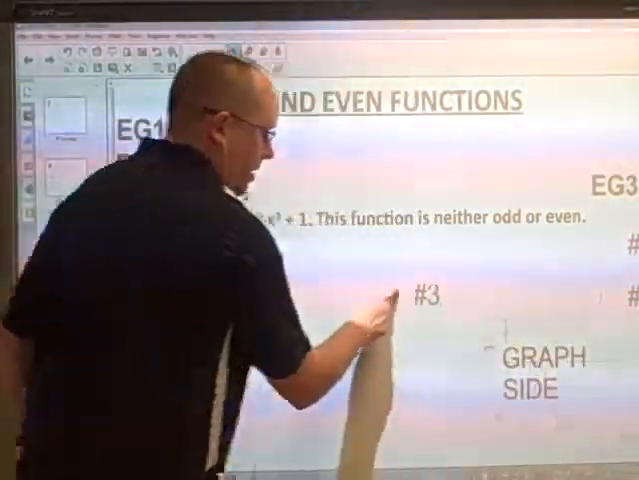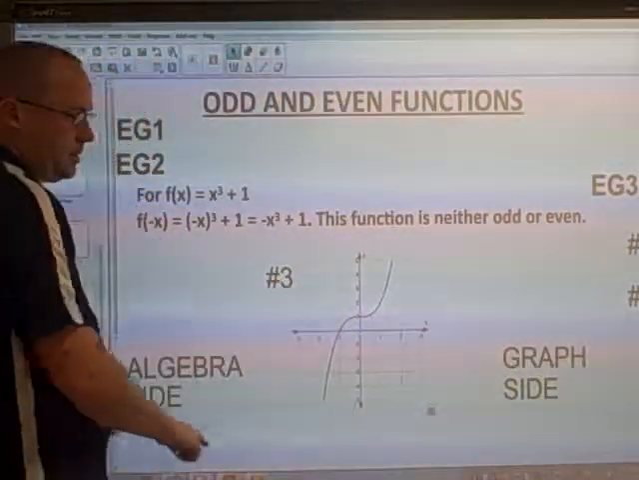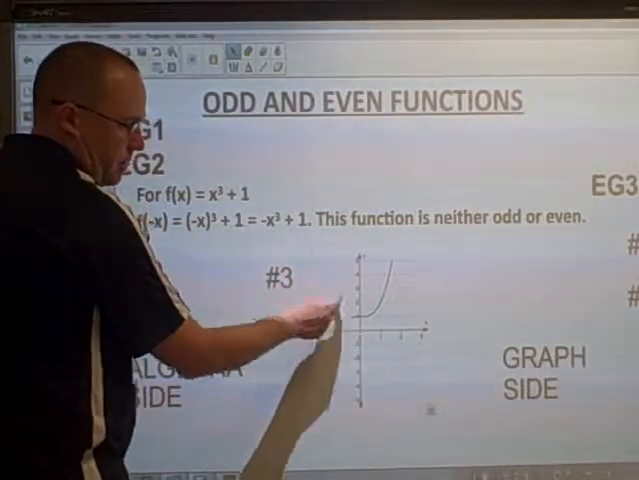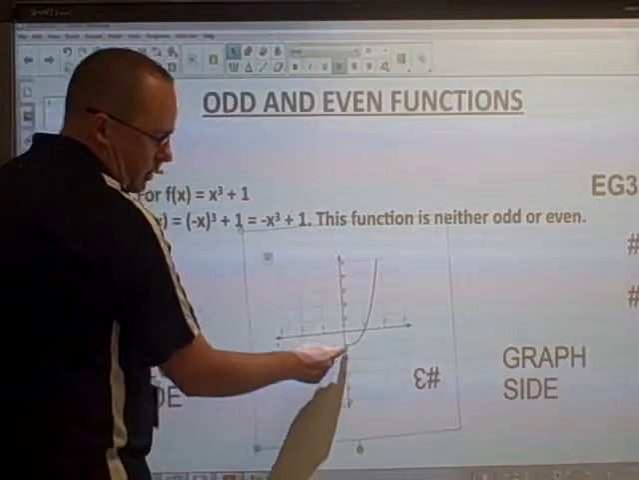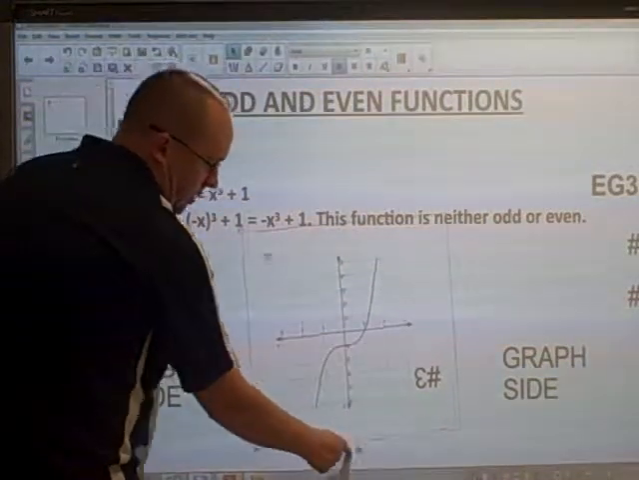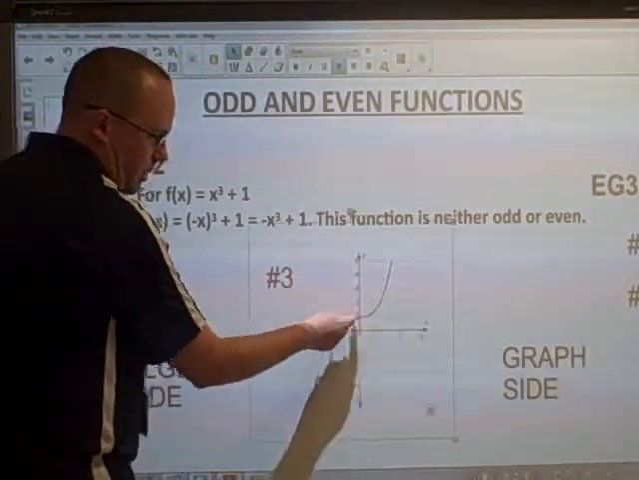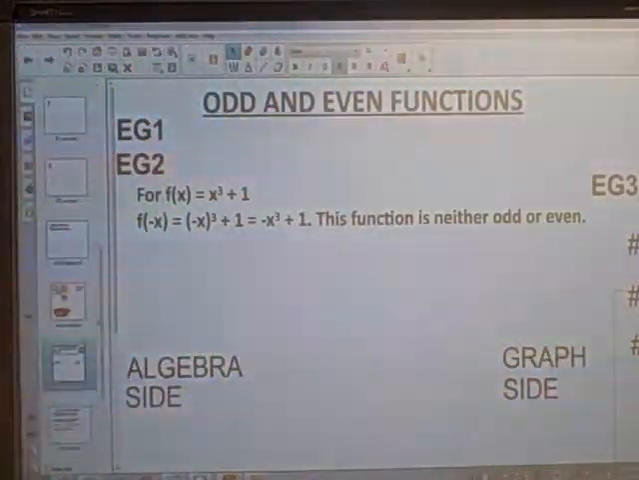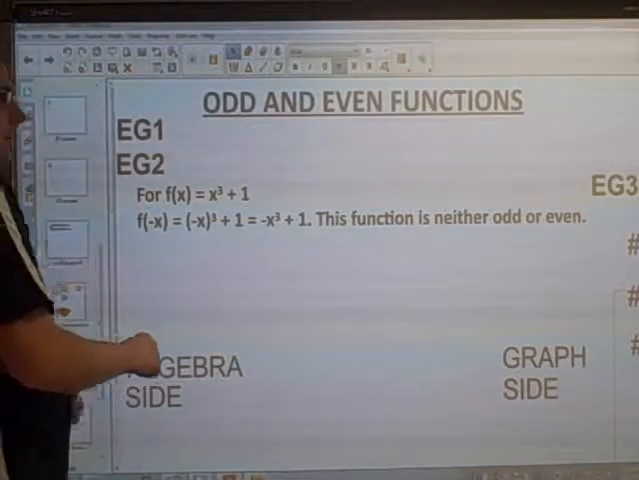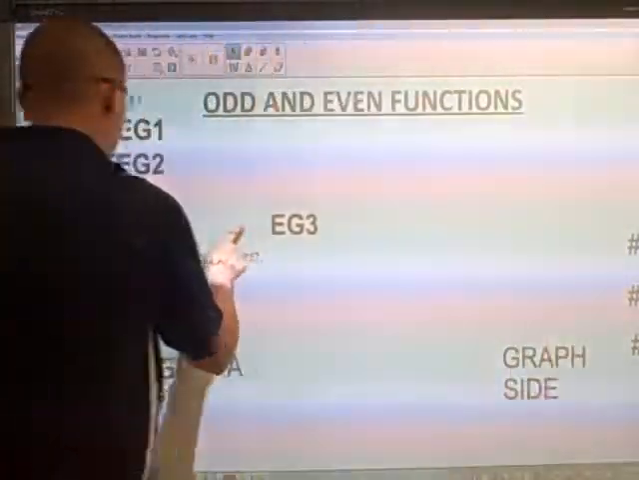And if we take a look at the graph for this one, well, you can certainly see it's not symmetric in the y-axis, otherwise it would go up here. But also, if we rotate this, similar, but look at the intercept. On this graph, it's negative 1. When you put it the other way, it's positive 1. So that also shows that it's not odd. So therefore, it's neither even nor odd. So that would be a good example of something that is neither.